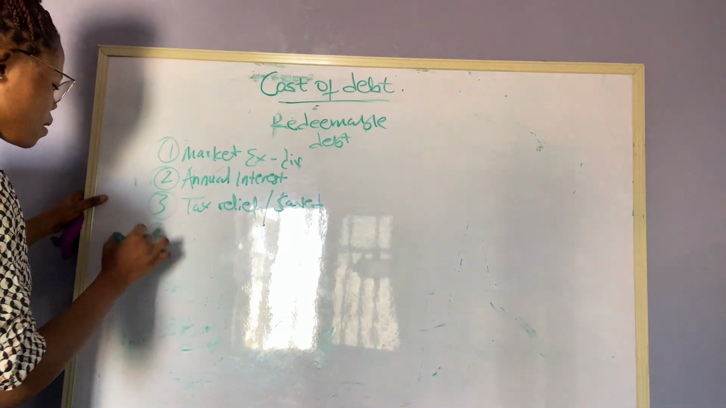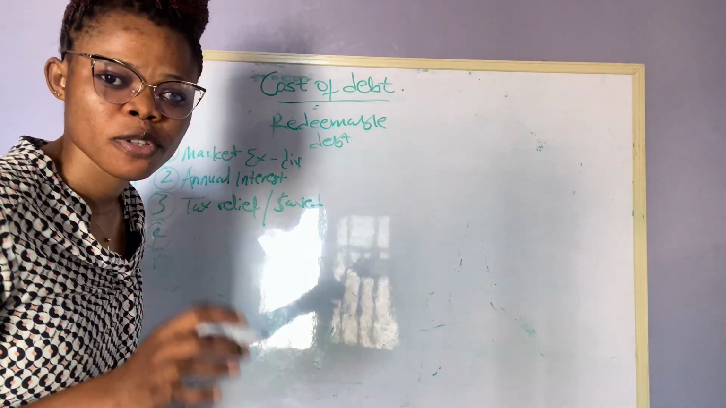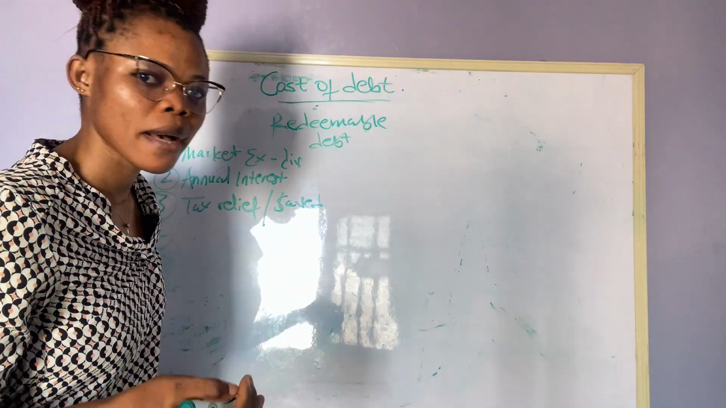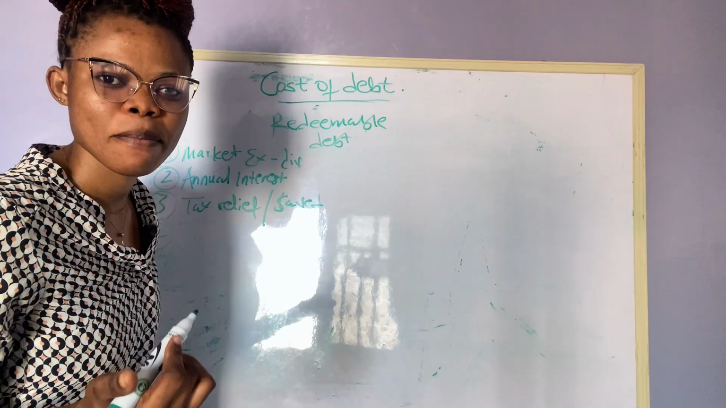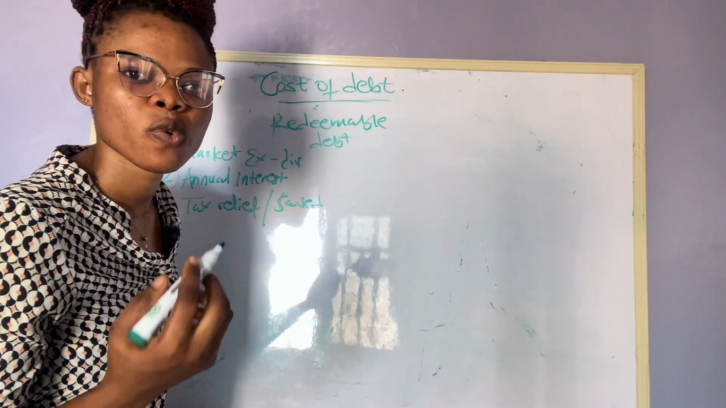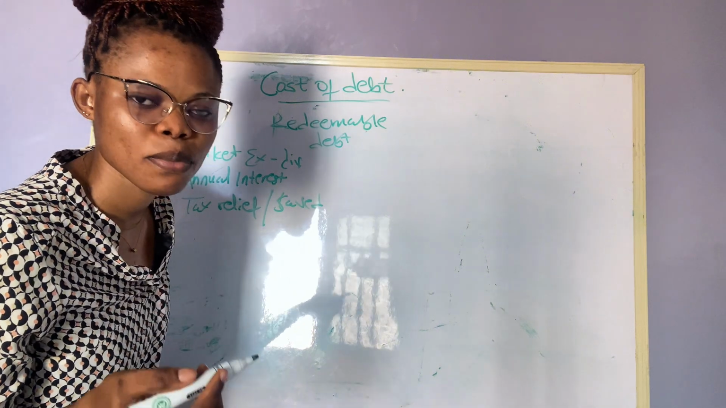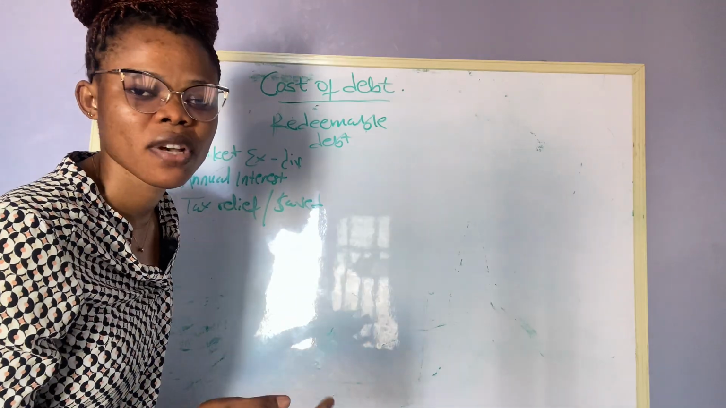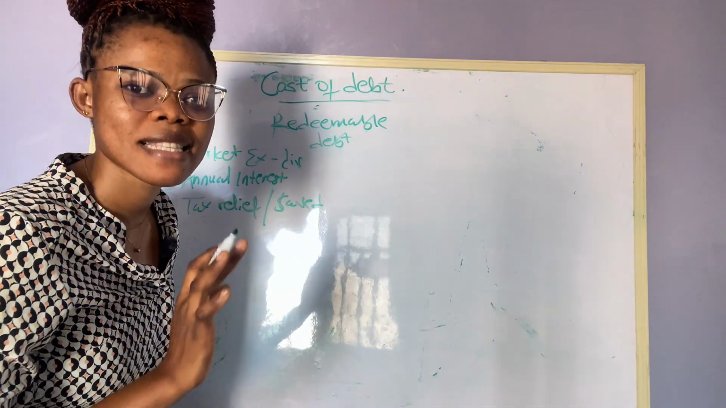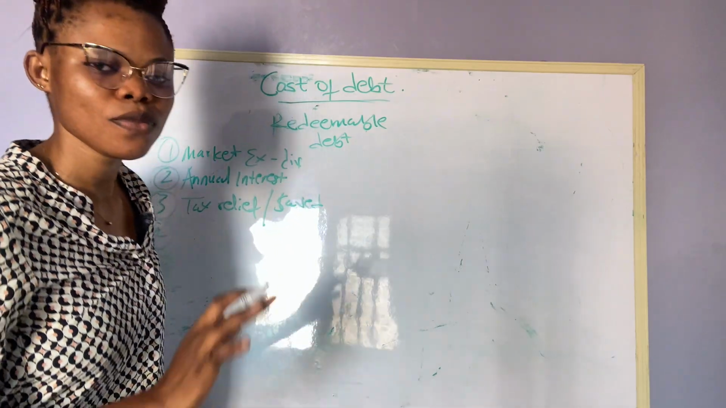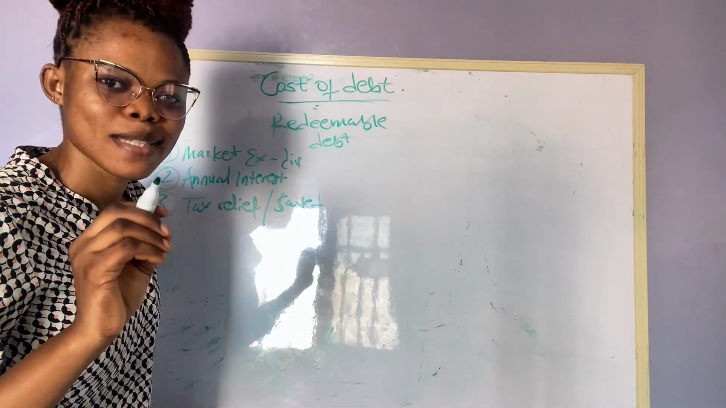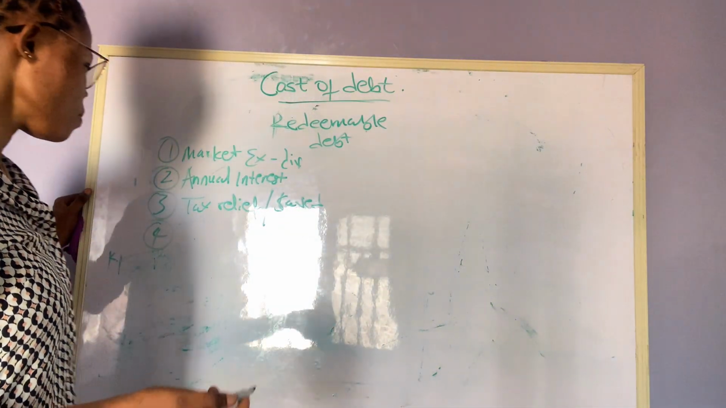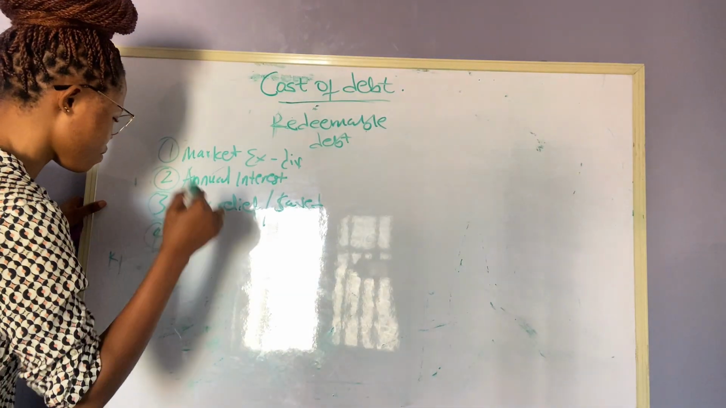Another one, number 4, is the redemption value. Remember we said that redeemable debts are usually redeemed at par. You understand? And par can either be 1,000 or 100. If the question gives you 1,000, use 1,000. But in a situation where the question is silent and just says at par, you can use 100 and move on, right? Except the question states 1,000. But it is usually redeemed at par, meaning it can either be 1,000 or 100. So another one is redemption.